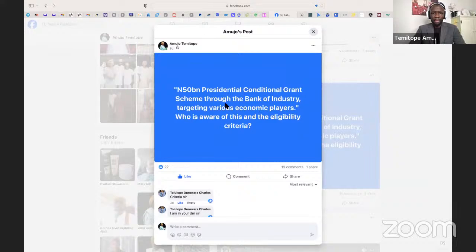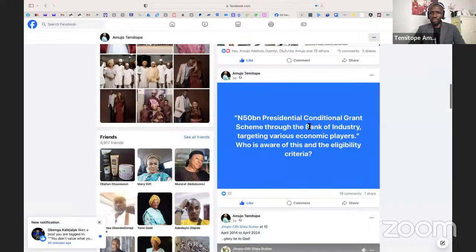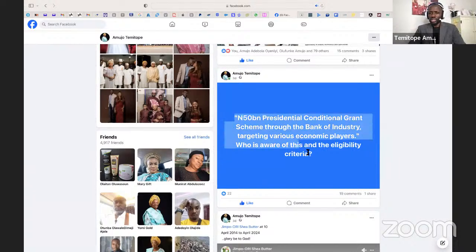Yeah, this is the post that I shared. This is my Facebook page, and I said 50 billion presidential credential grant scheme through the Bank of Industry, targeting various economic players. Who is aware of this and the eligibility criteria? From my post, you can see that I don't have much more information, but I got this from a credible newspaper in Nigeria, and I felt, okay, let me share this with our people just from the headline. I read the newspaper and I knew that it's credible, but I don't know the conditions. So quickly I shared it, and I believe a smart follower will quickly go do more research.